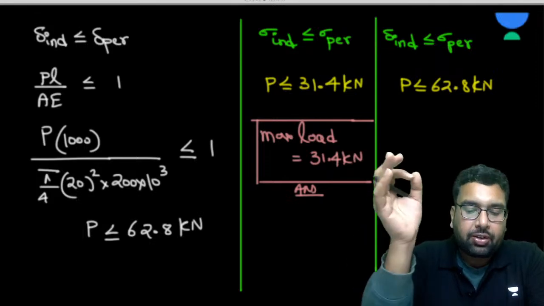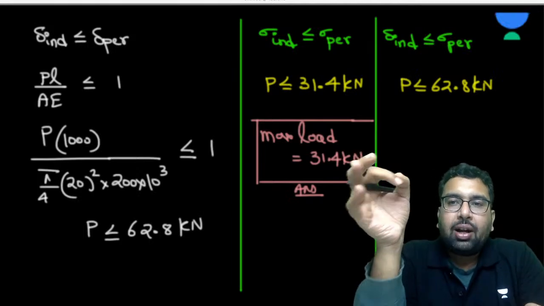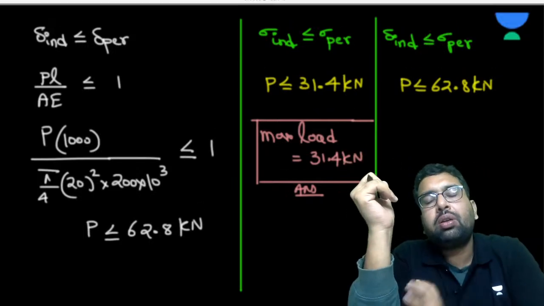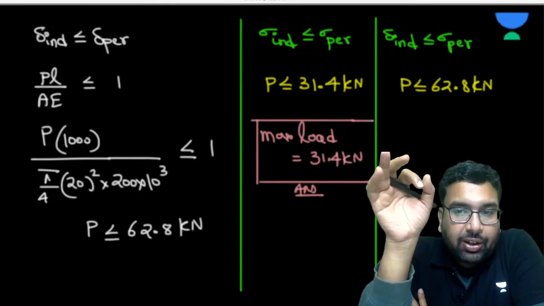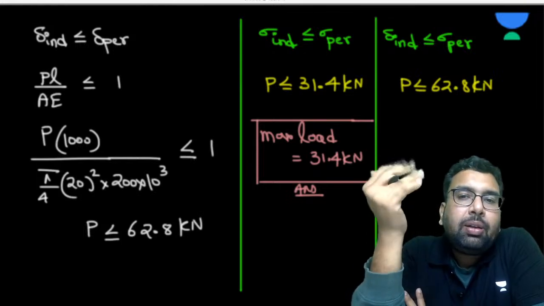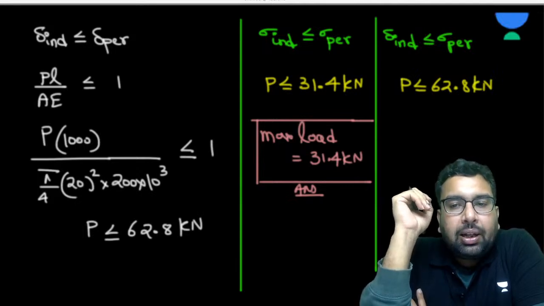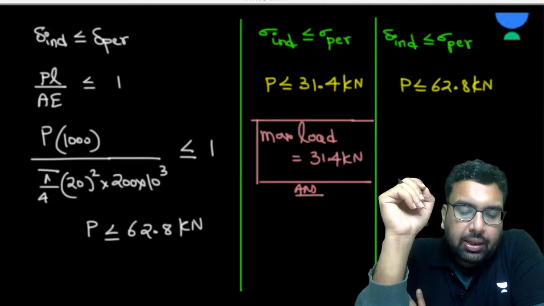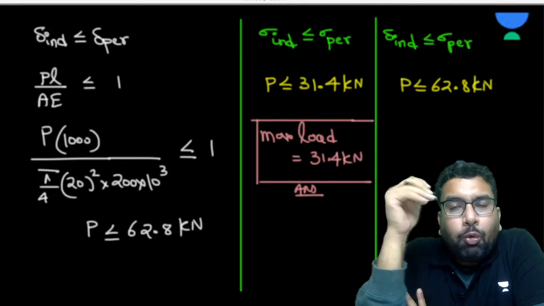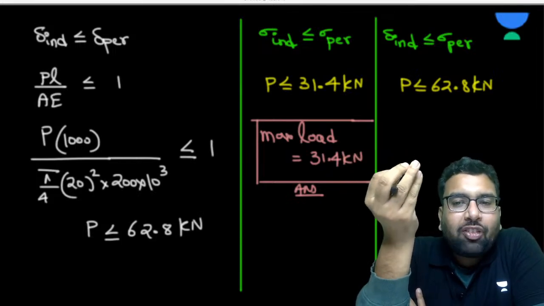Now, please read this equation. The first one says that for you to be safe under this loading, in terms of stress first, P is less than or equal to 31.4. That means that if you want to be safe, the load must be less than or equal to 31.4. What does that signify? If the load is more than 31.4, you are going to fail in condition 1.